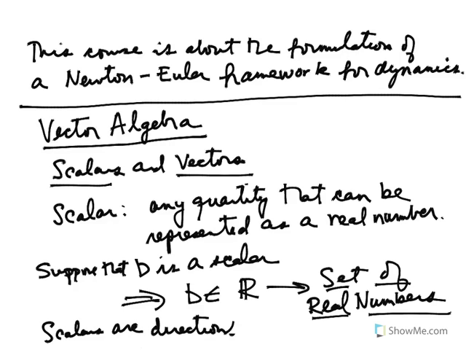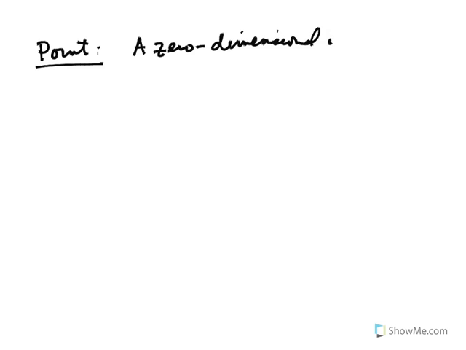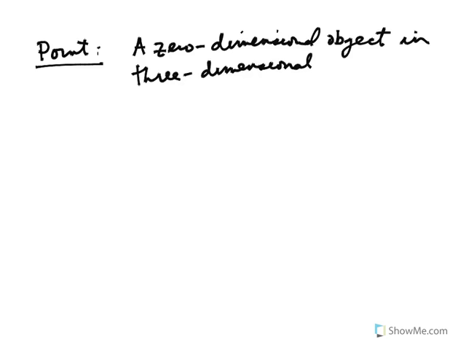So, in order to be able to do mechanics, though, we need to deal with direction. In order to deal with direction, we have to deal with what are called points and vectors. So, the first thing I'm going to define is a point. A point is a zero-dimensional object in what is called three-dimensional Euclidean space.